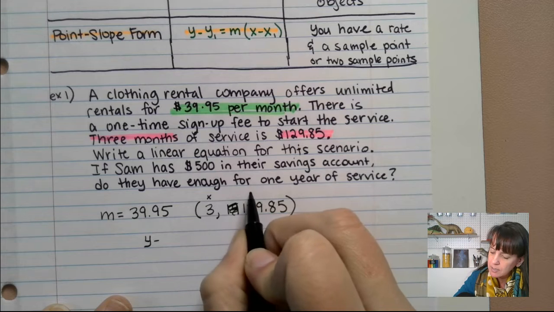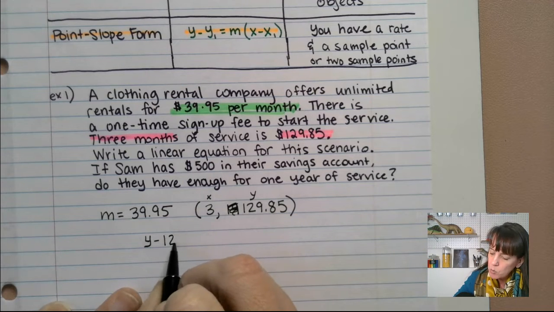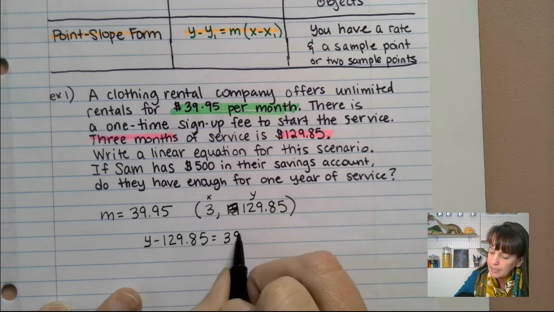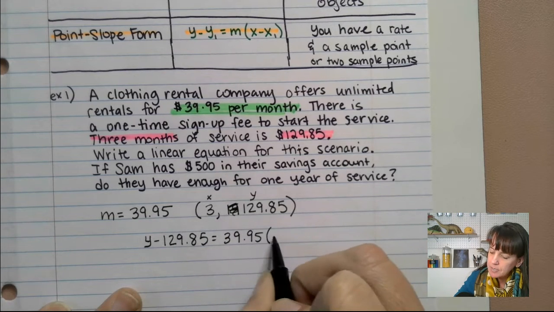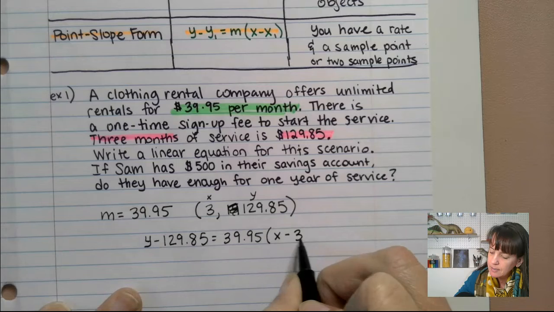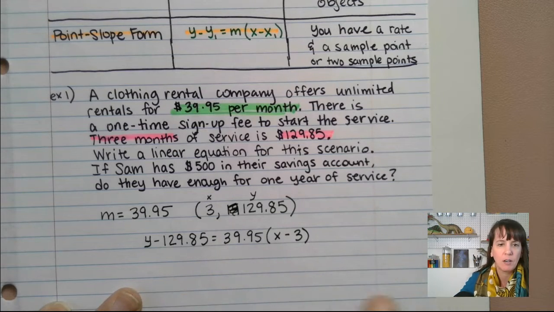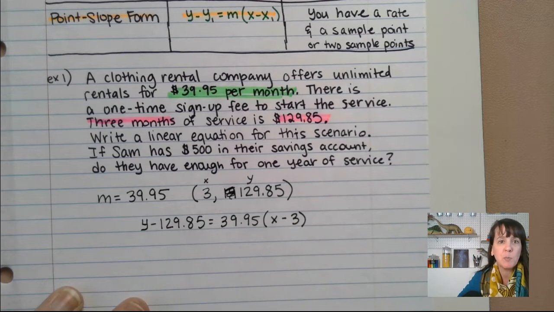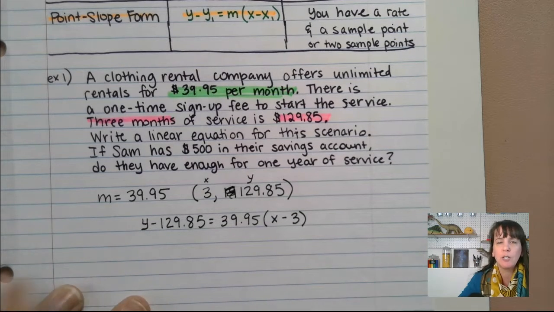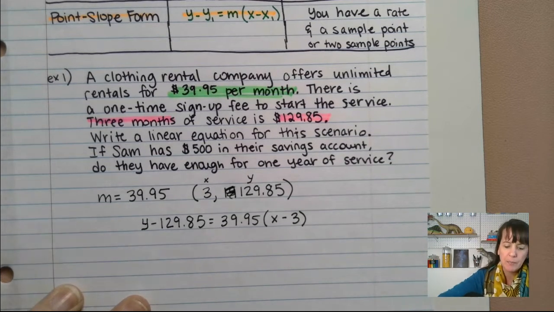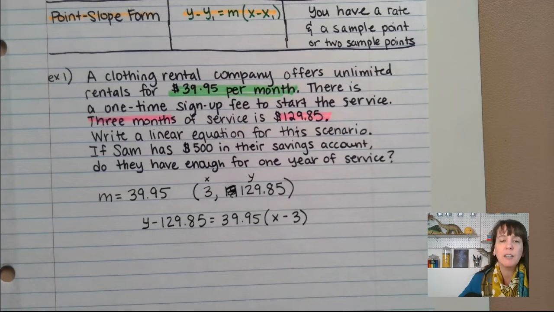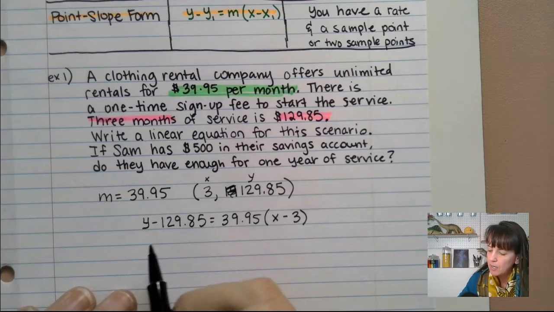Don't forget, this is an x, this is a y. So y minus 129.85 equals our rate, which is $39.95, times x minus 3, because that's our x there. Okay, so now at this point, we could just leave it like this, but we can turn this into a linear equation, or turn it into slope intercept form.